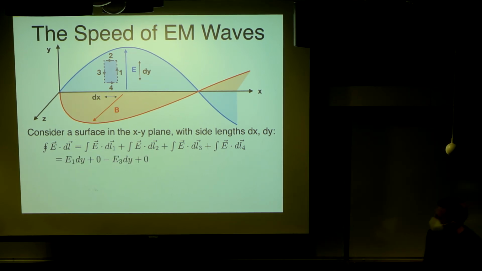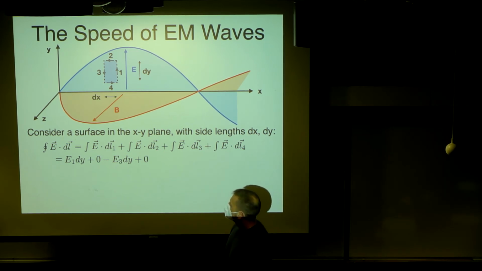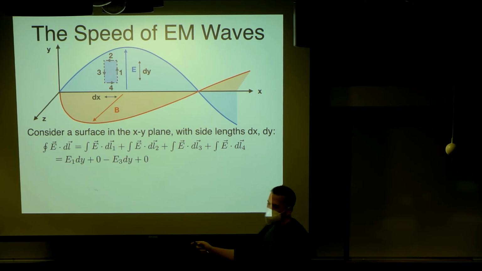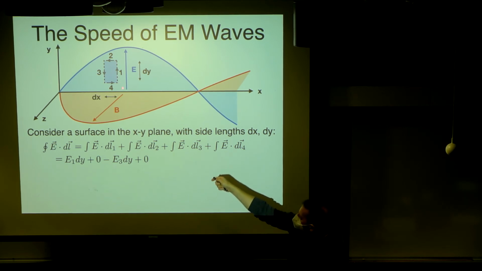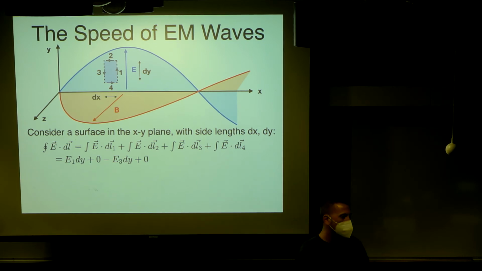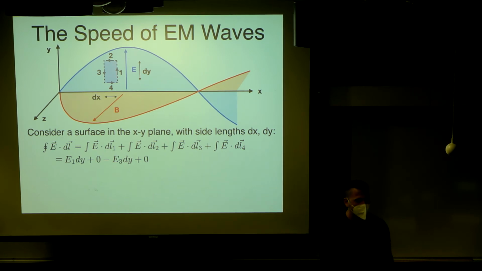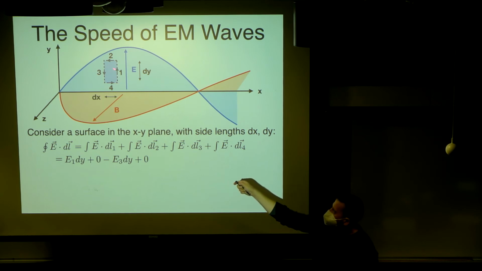So the second one and the fourth one go to 0 for the reason I just said. For number 1, let's think of it this way. Let's say that at the location of path number 1, the E field has some kind of value to it, which I'll call E1, right? So I'm basically just taking that value and multiplying by dy, which is the distance I travel to go across path number 1. And it's positive because my path is going along with the E field in the same direction, okay?